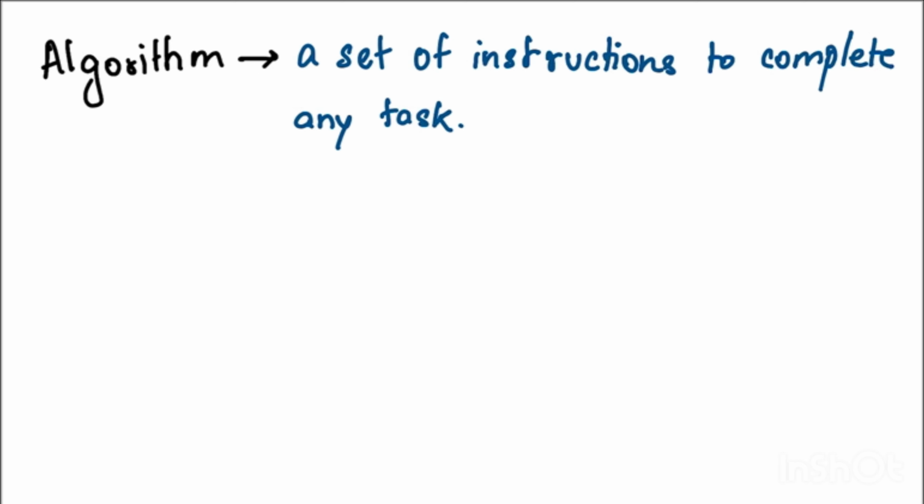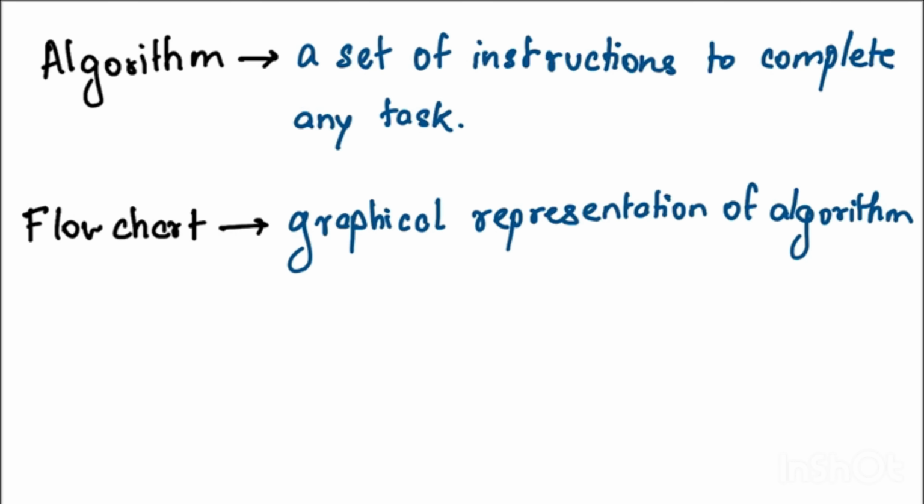Now, what is a flowchart? A flowchart is a graphical representation of an algorithm. In simple terms, the algorithm is written like a graph: step 1, then a line representing the next step, then step 2, then step 3 and so on. That is how you write a flowchart.